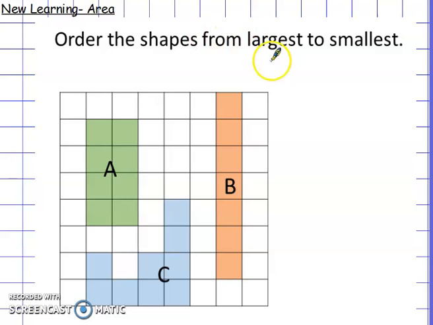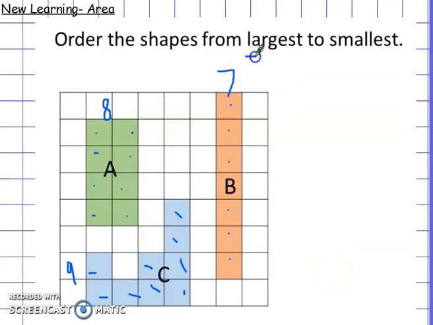Order the shapes from largest to smallest. First, we need to work out the area of each one and write it on top. Count with me. 1, 2, 3, 4, 5, 6, 7, 8. The area of A is 8 squares. B, 1, 2, 3, 4, 5, 6, 7. The area of B is 7 squares. What about C? 1, 2, 3, 4, 5, 6, 7, 8, 9. The area of C is 9 squares.